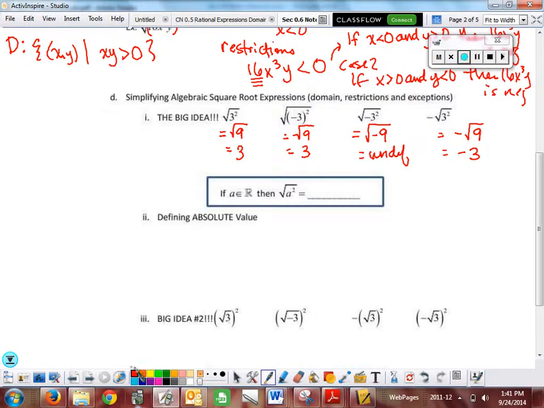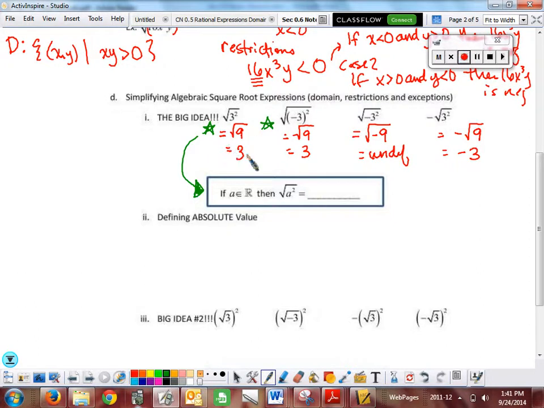Now, specifically, the big idea comes from these two. I'm going to put a star by them, put an arrow to this. Because now we want to go to an algebraic expression. So instead of thinking of this as a specific number, I'm going to start thinking of that like a variable. I'm going to either plug in a number, and that number is going to be positive, or that number is going to be negative.